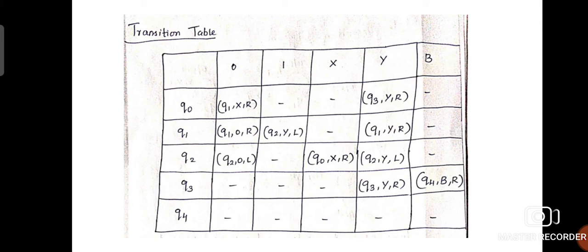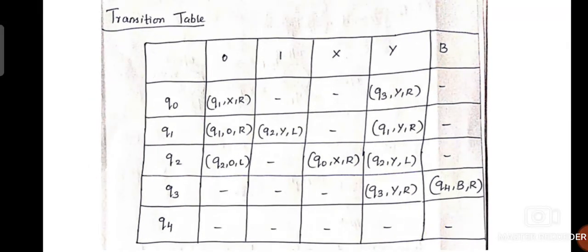Now in the transition table, column-wise we have all the symbols, and we have to include the blank symbol also. So we include the original symbols 0 and 1, the replacement symbols x and y, and along with that the capital letter B for the blank symbol. Row-wise, on the left-hand side we list all the states from Q0 to Q4. Inside the cells for the corresponding states and symbols, we mention the state transitions.